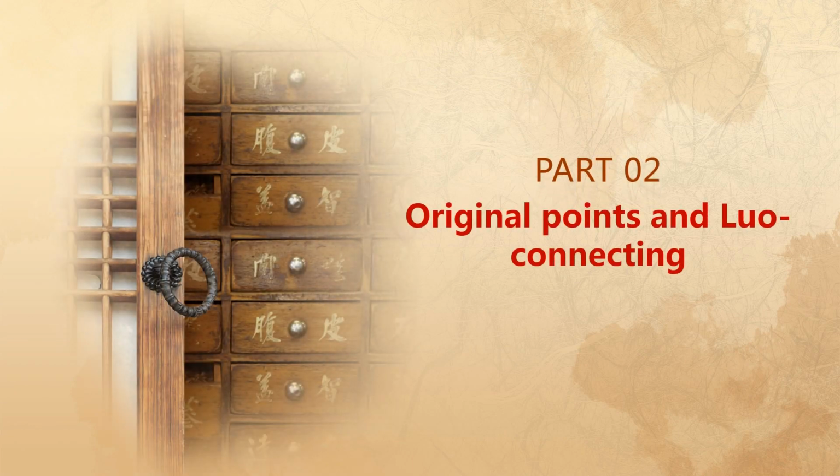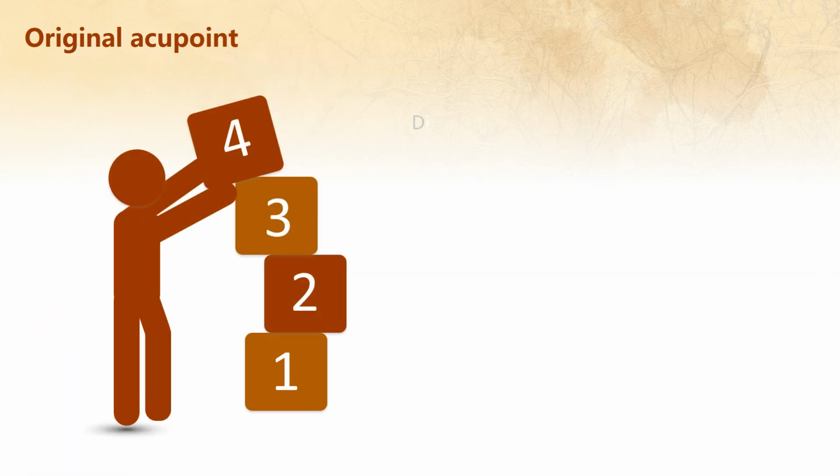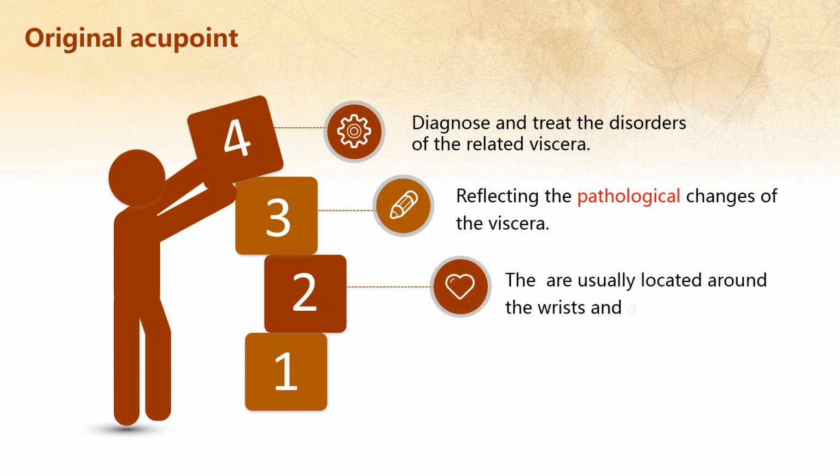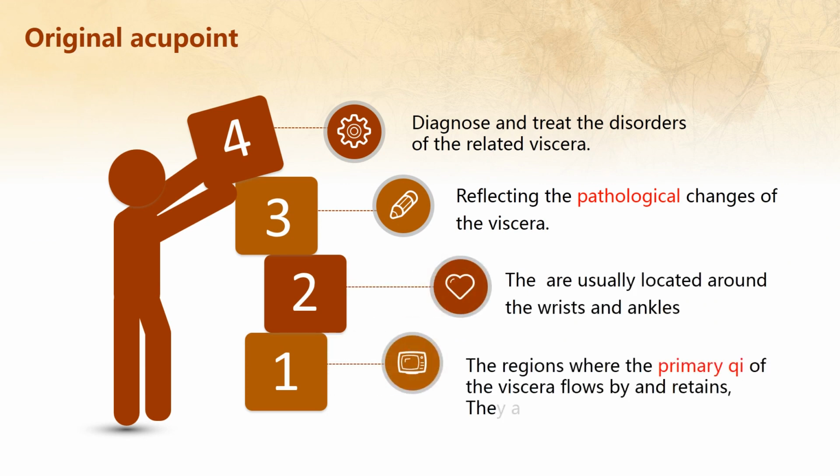Part 2. Original points and luo points. Original acupoints are used to diagnose and treat the disorders of the related viscera, the regions where the primary qi of the viscera flows by and retains. They are usually located around the wrists and ankles.